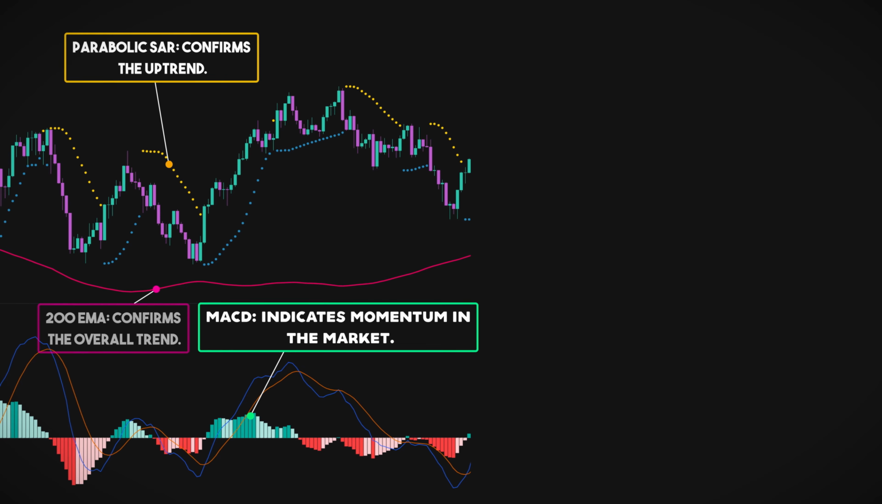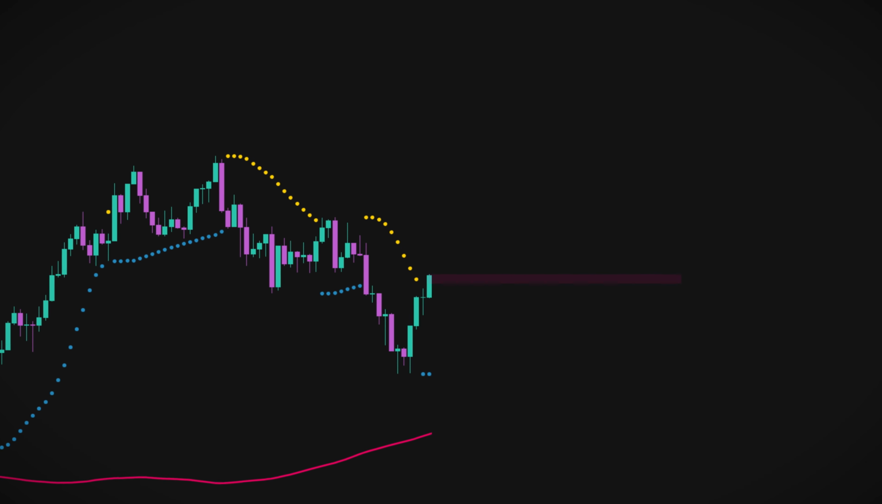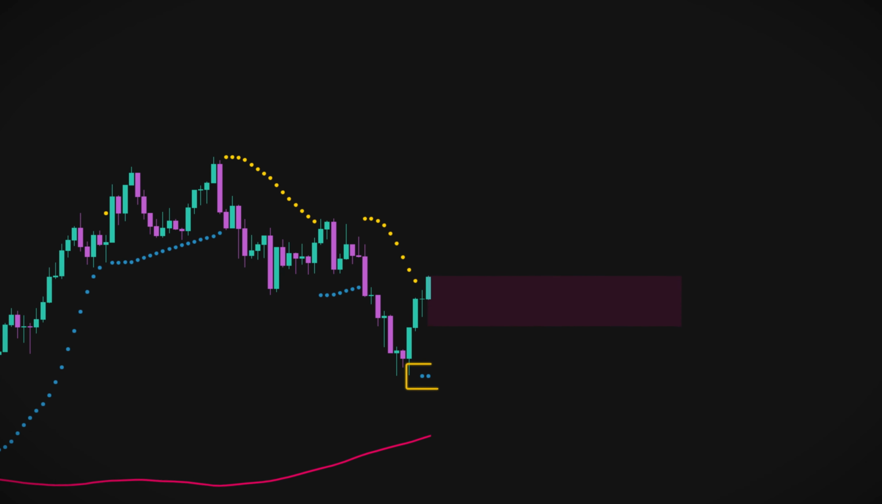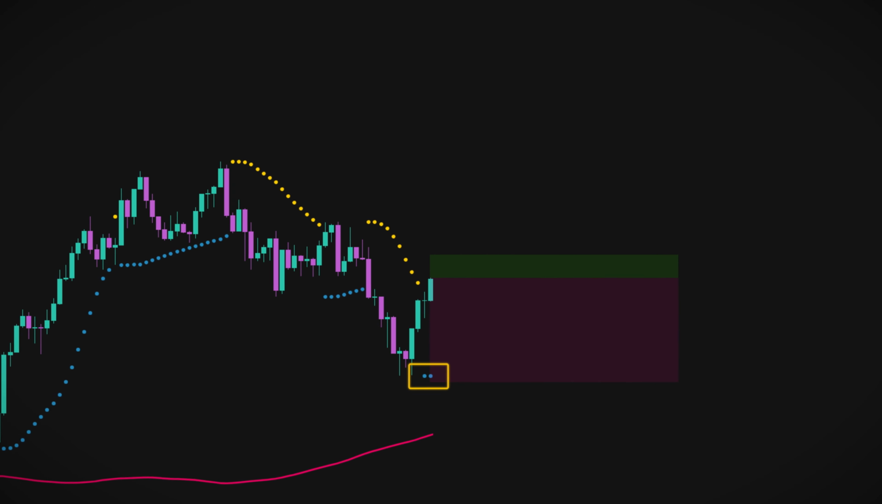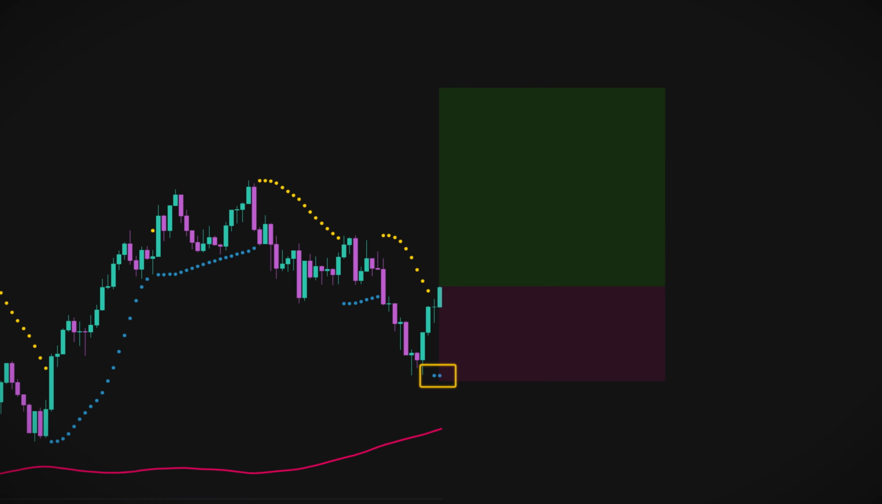Now let's talk about managing our risk. We place our stop loss at the most recent parabolic SAR dot, which represents the last low of the uptrend. This helps protect us if the market moves against us. For take profit, we aim for a 1.3 risk-to-reward ratio. For example, if our stop loss is set a certain distance away, we set our take profit 3 times that distance in the direction of the trend.